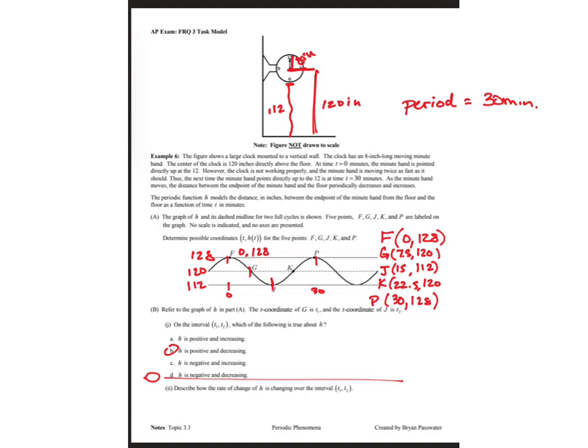Now, the next question, part 3, says describe the rate of change, which rate of change means my little tangent lines, right? So if I'm drawing tangent lines on the graph between G and J, what direction are my tangent lines? They're negative. So the rate of change of H, aka the slope of the tangent line of H, what are they? Is negative.